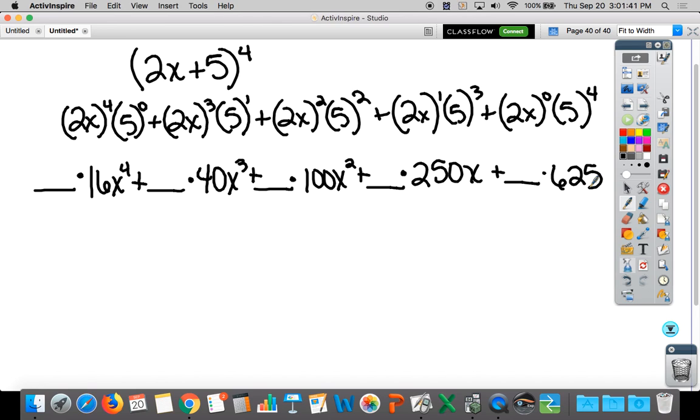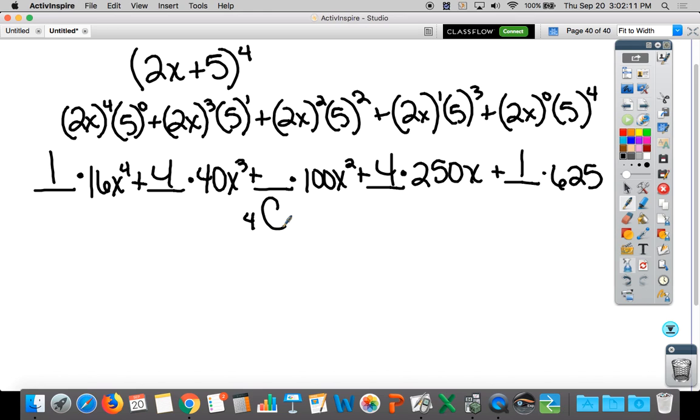Okay, so what do we know the first and the last to be? 1. Okay, those don't change anything. What do we know the second and the next to the last to be? 4. Okay, so now here is the part, if you're going to miss anything, this is going to be it. So my N is 4, my C. This is not the 1, 2, third term. It's the second. This is the 0th term.